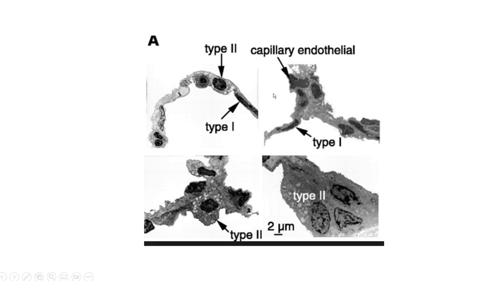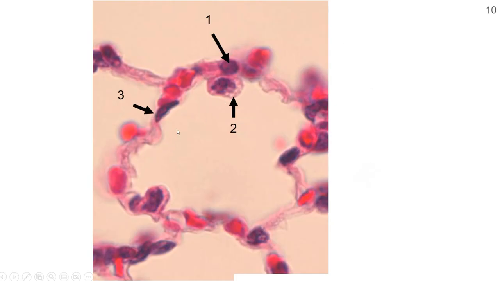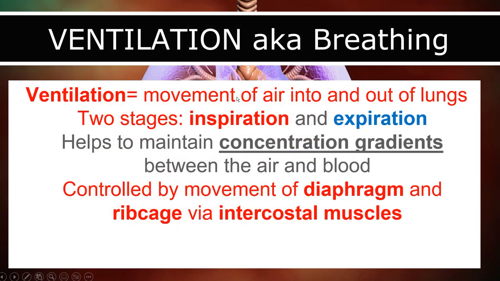So be sure that you can recognize those in micrographs. So again, type 1s here, long and thin, type 2, larger secretory cells.